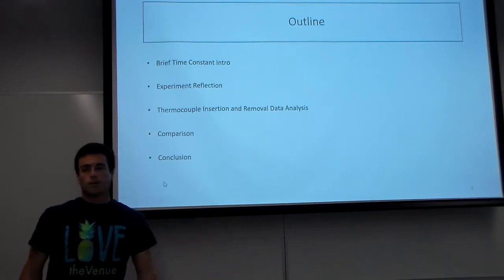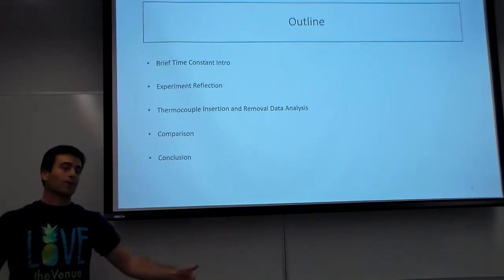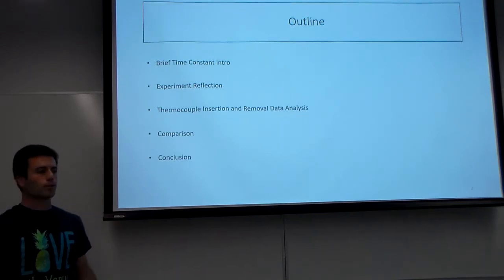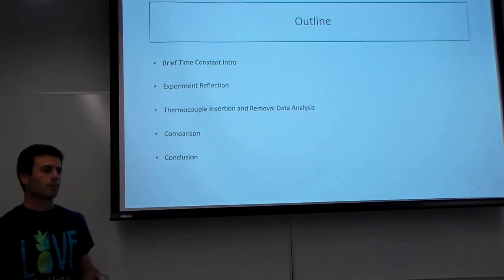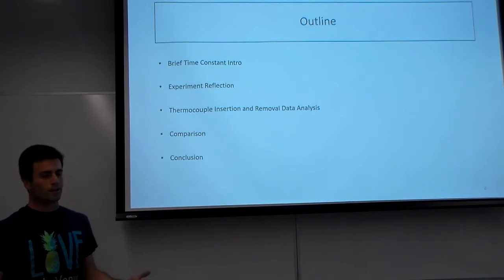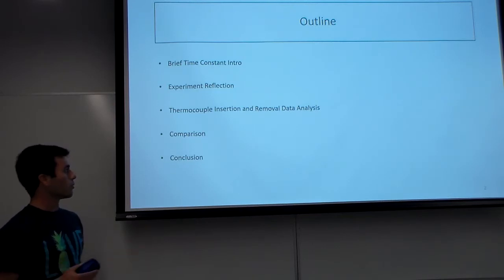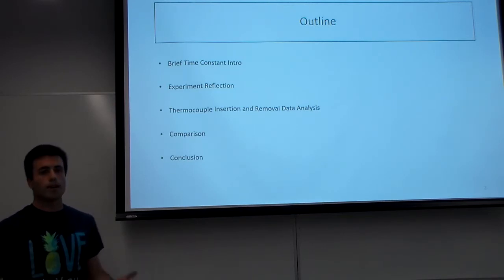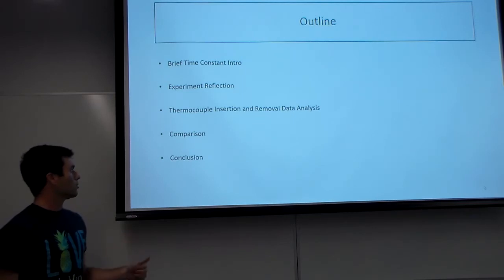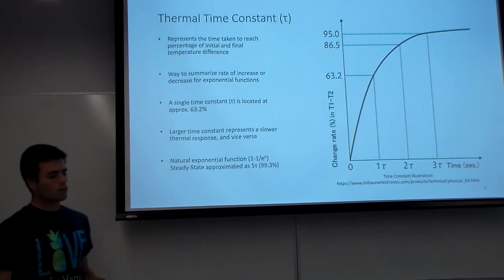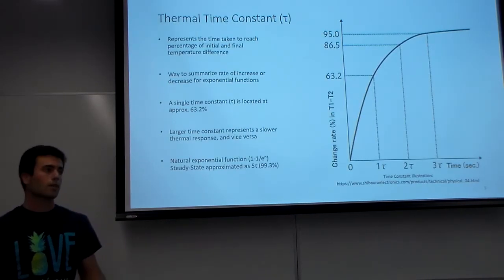So, first thing I'll talk about is what I'm going to be talking about. First, I'm going to do a brief introduction on the actual time constant itself, because we didn't have a chance to discuss it with the leaders, because we didn't have it last week. And then we'll do a quick reflection on the actual experiment itself and how that went. And then most of this presentation will be done on the actual analysis of the data we collected. And then we'll do a comparison between one of the other group's experiments, and then we'll make some conclusions based off of that. So the first thing we'll talk about is the actual thermal time constant itself.